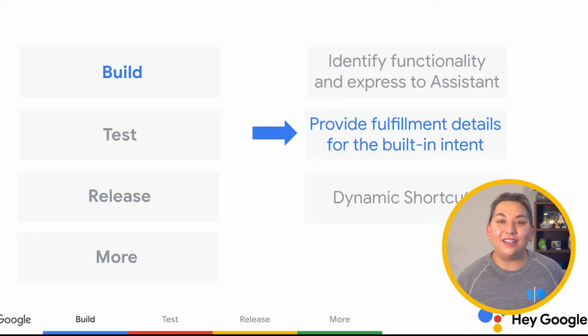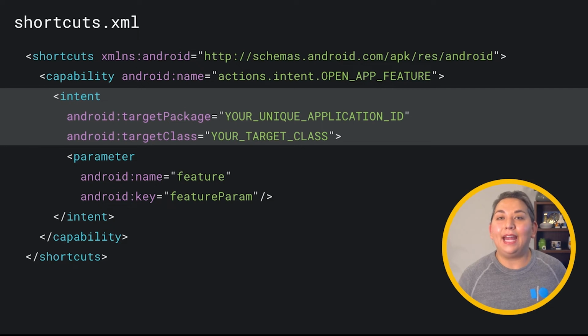Great. Now we need to tell Assistant what to do when the BII is matched. Now that we have the BII and the inline inventory for feature in place, we'll need to add our intent tags to the capability. The intent tag contains the instructions on how to build the Android intent that will be delivered to the app in order to launch it.